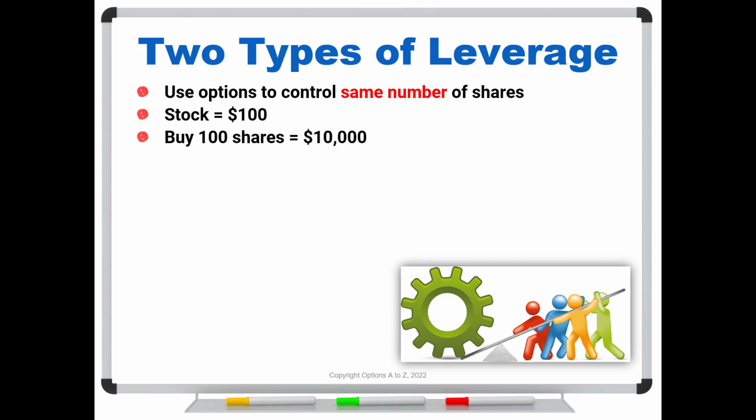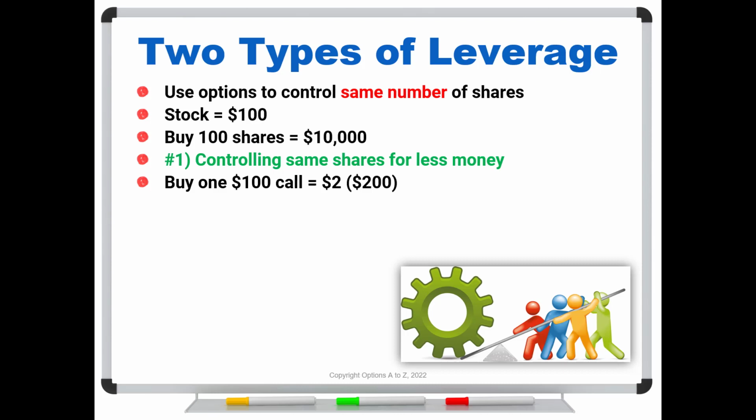Let's take a look at our first use of leverage with the options. Number one is where you are controlling the same number of shares for less money. This is what we might call a safer use of leverage. So for example, you might be able to buy the $100 call for $2 or $200 total. And if that's true, you are controlling $10,000 worth of stock by only paying $200. So yes, there is some leverage there. But on one hand, it's safer, because instead of having to spend $10,000 for it, you're spending $200, but still controlling 100 shares.